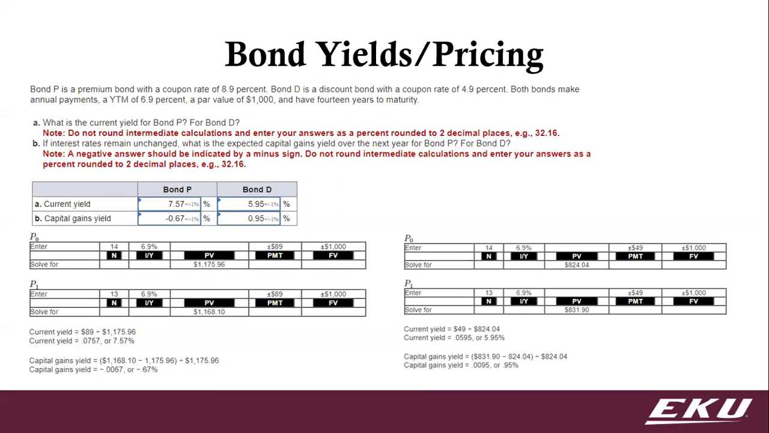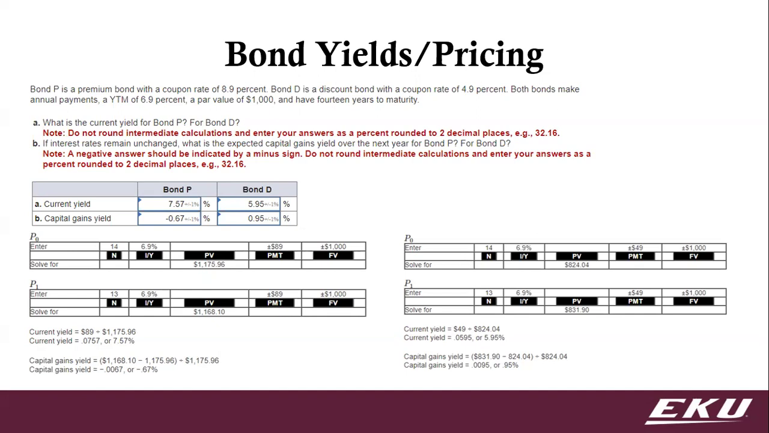So in one case, bond P, that's a premium bond. So it's $89 a year. And then the discount bond D is $49 a year. So if your coupon payment is higher than the yield to maturity, it's going to be a premium bond. It's going to sell above par value. If it's less than that yield to maturity, then it's a discount bond and it's going to sell below par value.